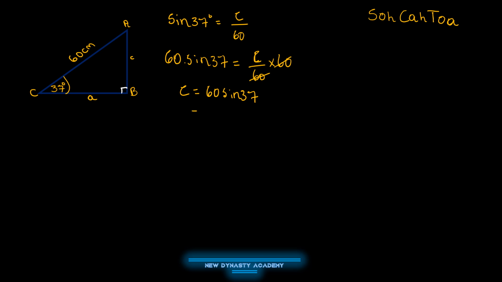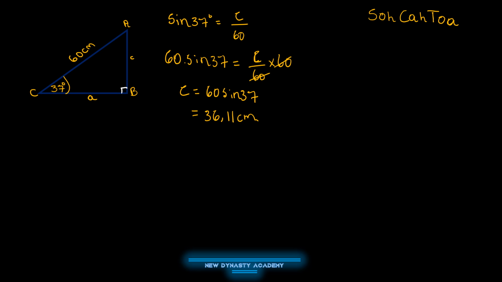And then we go on and use the calculator. So the answer that we get here is 36,11 centimeters. And that is how you calculate the length of side C.